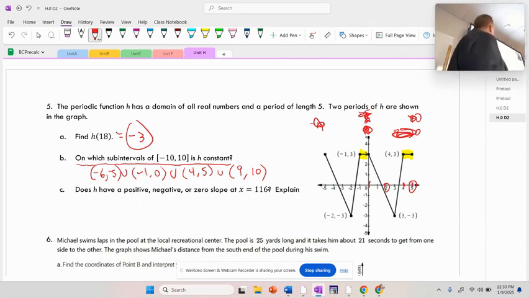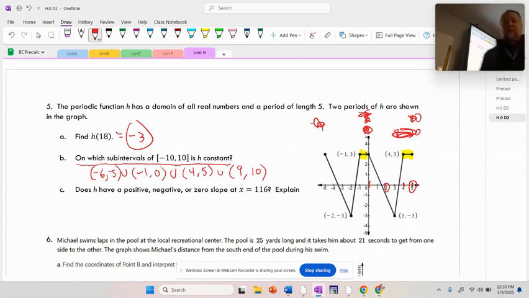I mean, heck, I can ask what's h of 79? And then all you have to do is, okay, where's that interval? Oh, that'd be from 75 to 80. So h of 79 would be, what would be the answer? 3, right? That's all you got to do.